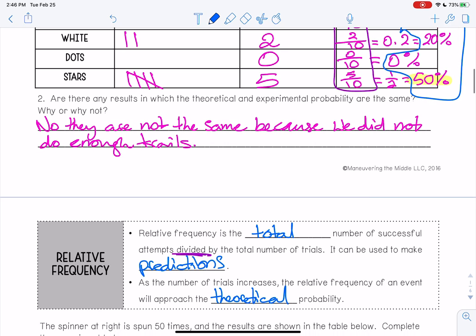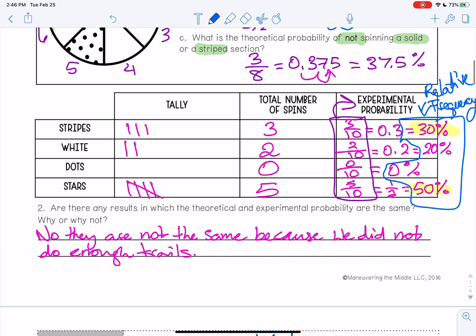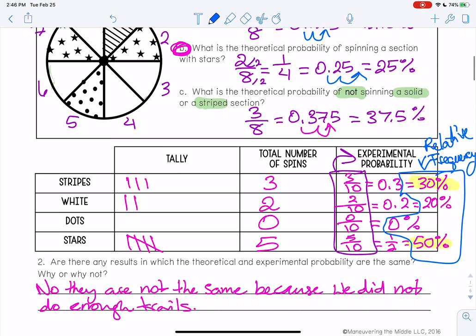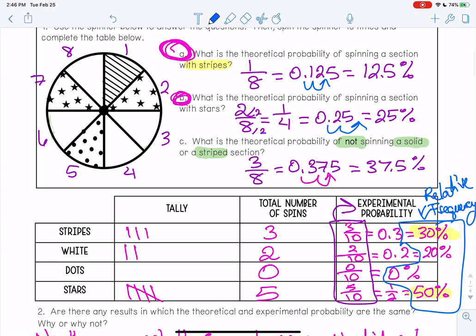Okay, and the more of them you do, see right here, as the number of trials increases, the relative frequency of an event will approach or get closer to the theoretical. So the more experiments you do, the closer our percentages for relative frequency will become to what they're supposed to be for the theoretical probability, which is what we just discussed, right? The more experiments you do, at least 100, will get you closer and closer to those percentages you expect, like getting heads on a quarter being a 50% chance.